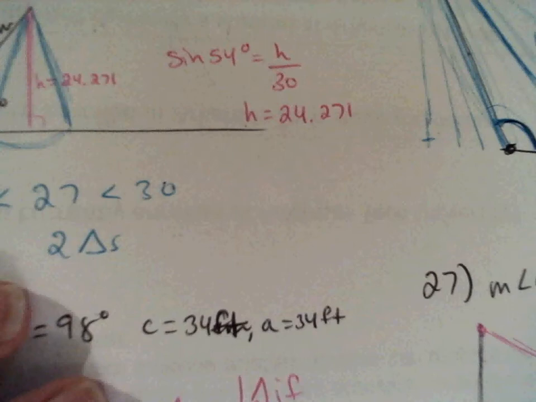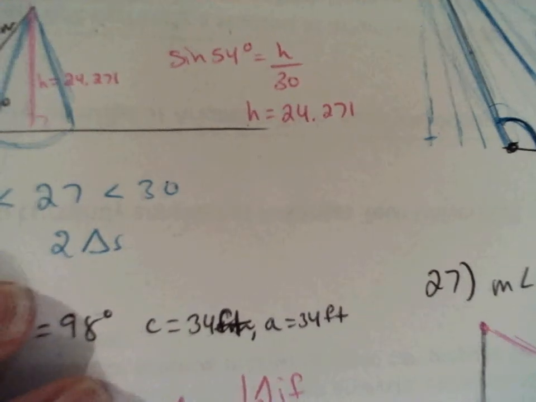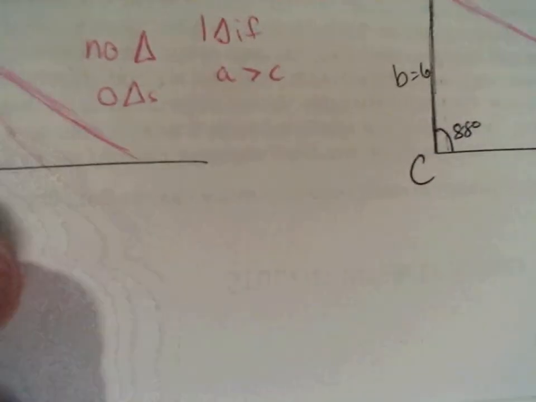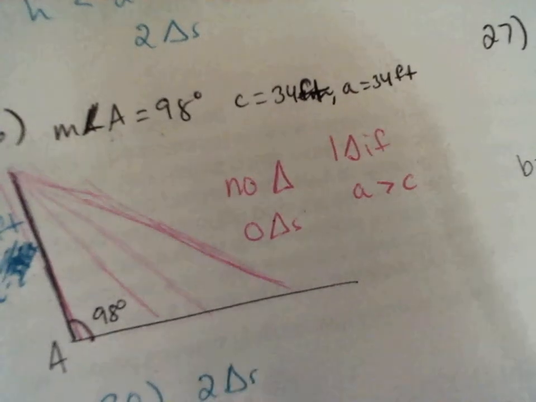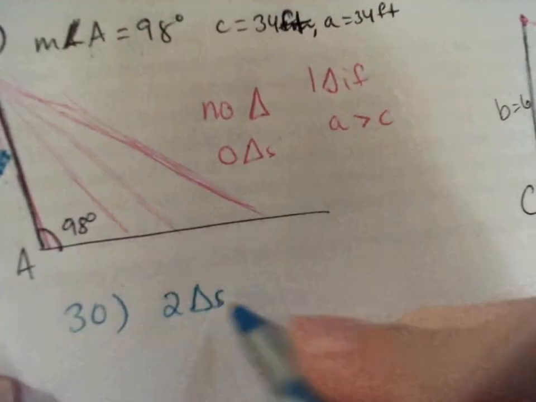I guess I don't like that I only have one of those, but tell you what, number 30 does have 2 triangles, okay? So I'm going to go ahead and write that down. 30 has 2 triangles. So I want you to be prepared to look for that.